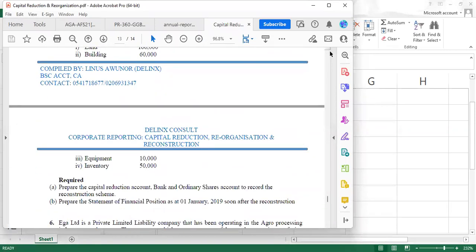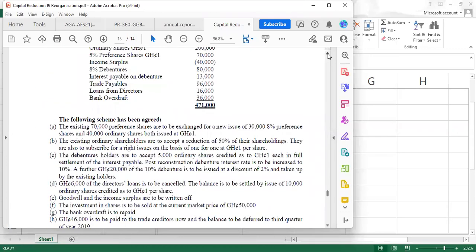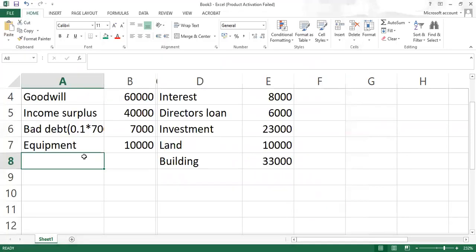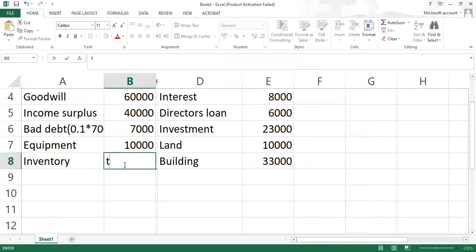Inventory is now 50,000. What was the inventory then? Inventory was what? 120,000. So what is happening? We've lost 70,000. Loss of what? 70,000.